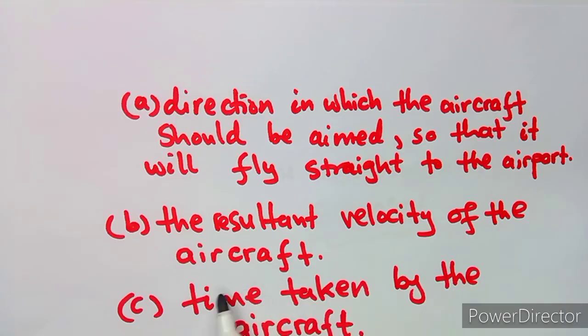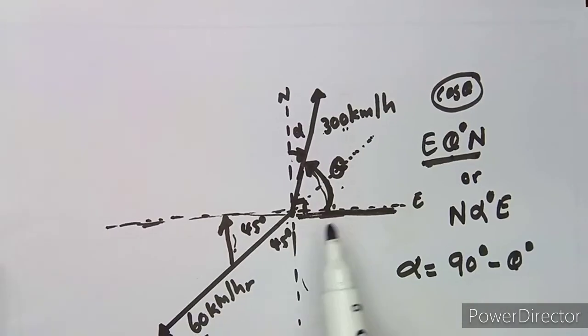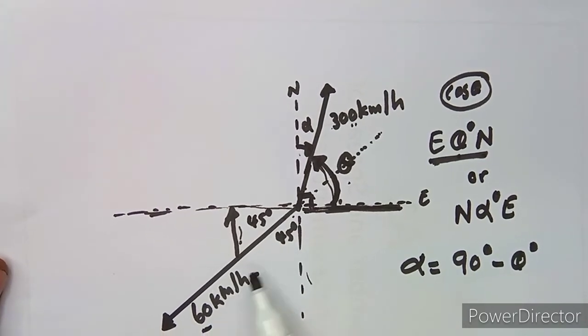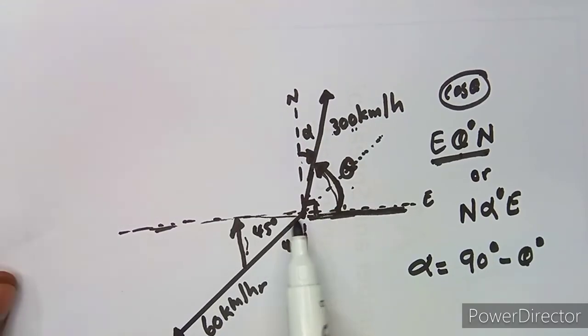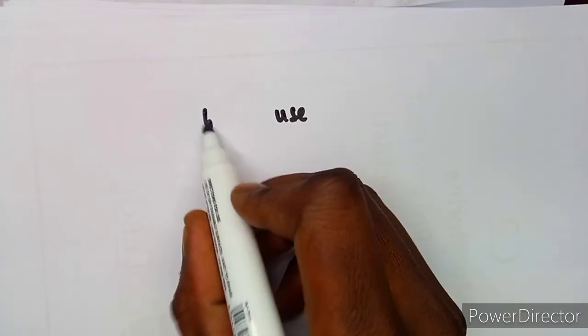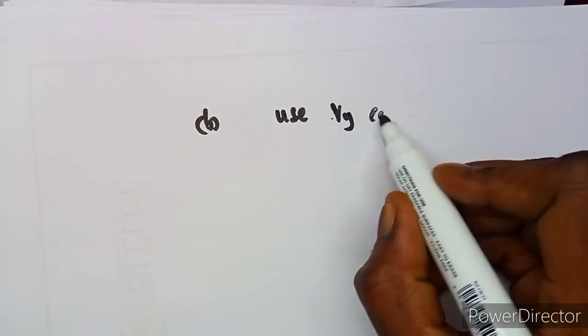The resultant velocity of the aircraft. Okay, what is going to be the resultant velocity of the aircraft? This is the concept, guys. When we had our diagram, we obtained something like this. Let me just put this diagram back. Okay, this is what we had. Because we have the angle now, in order for us to have the resultant, we can work with the velocity. For item B, use vertical components.